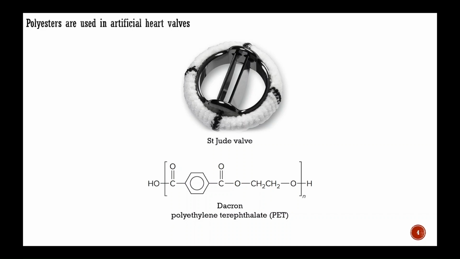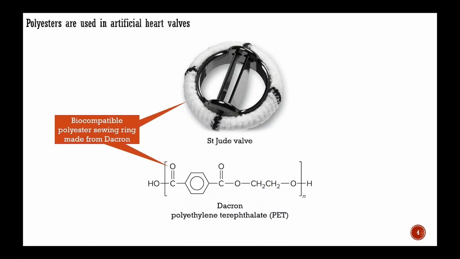Approximately 250,000 valve replacement procedures are performed annually worldwide, most using St. Jude valves. The valve is secured to the surrounding tissue via a biocompatible polyester sewing ring. This polymer contains many polar oxygen-containing functional groups, which enable strong interactions with heart muscles and facilitate tissue growth.